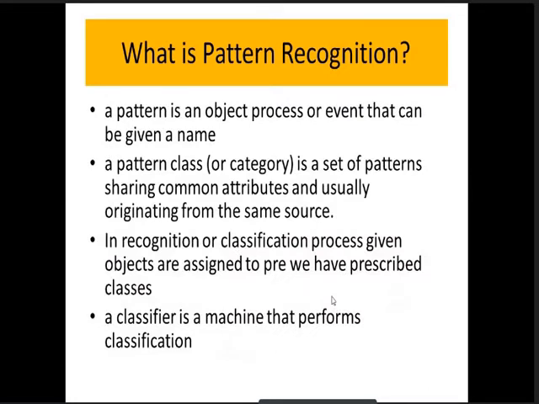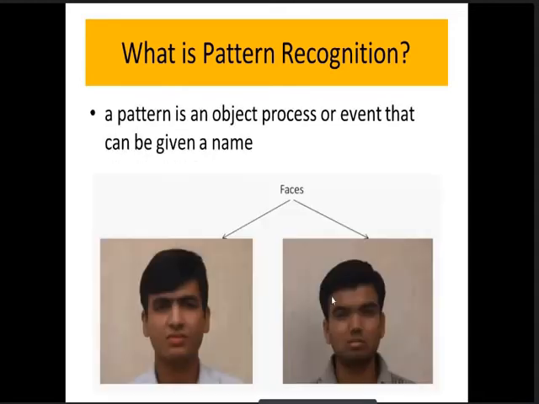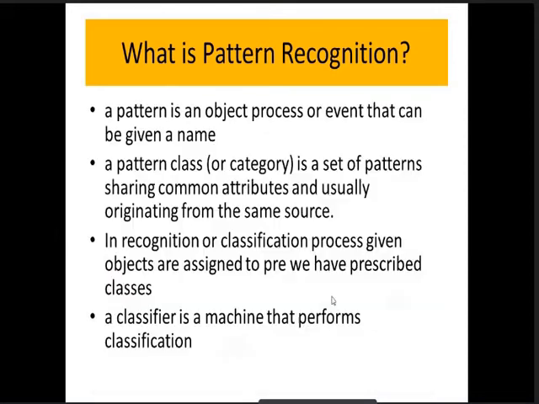A pattern class or category is a set of patterns sharing common attributes and usually originating from the same source. In our example, the process of reaching the decision that both images belong to the given class is called the recognition or classification process. In this process, given objects are assigned to prescribed classes. A classifier is a machine that performs classification.